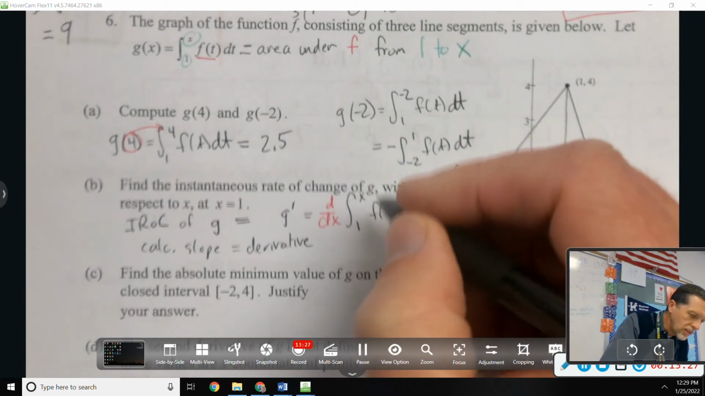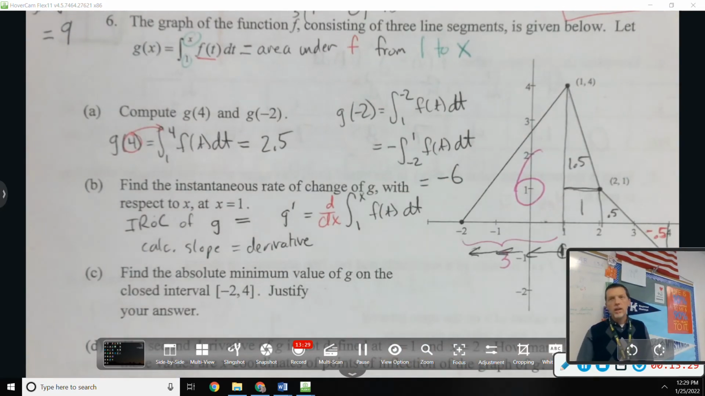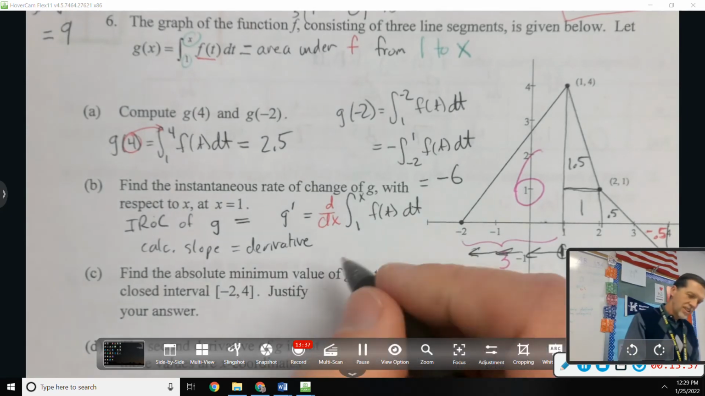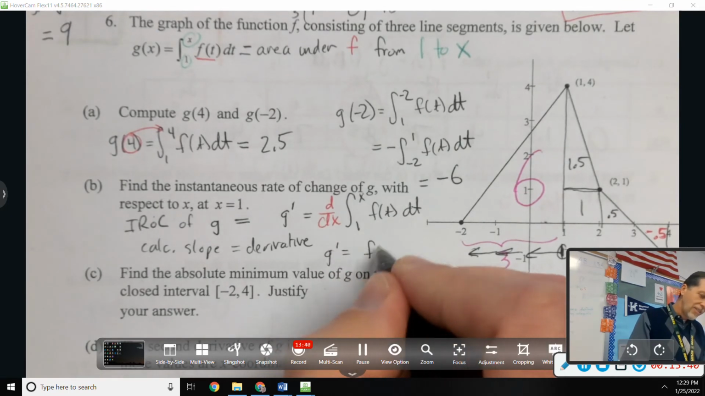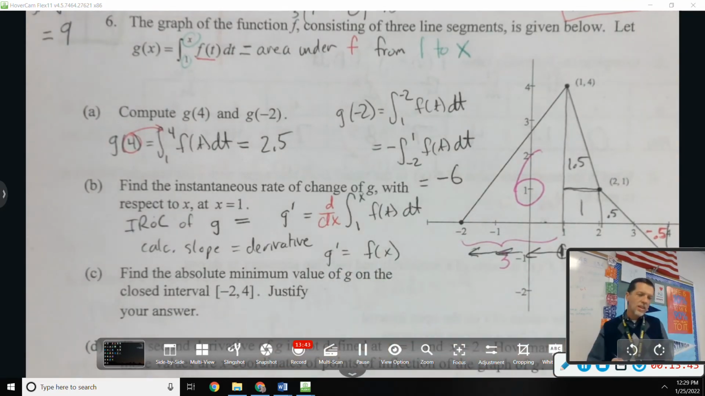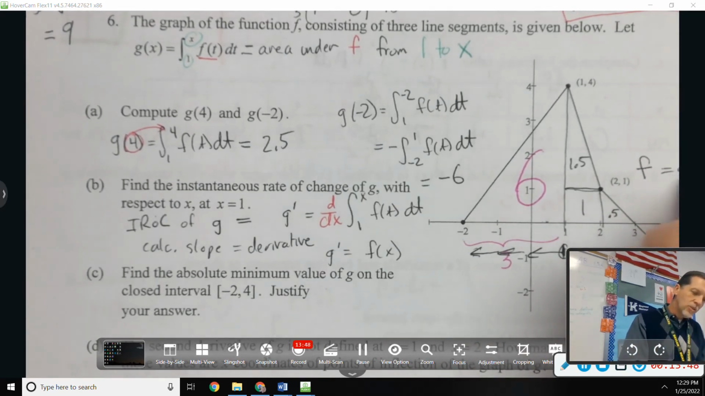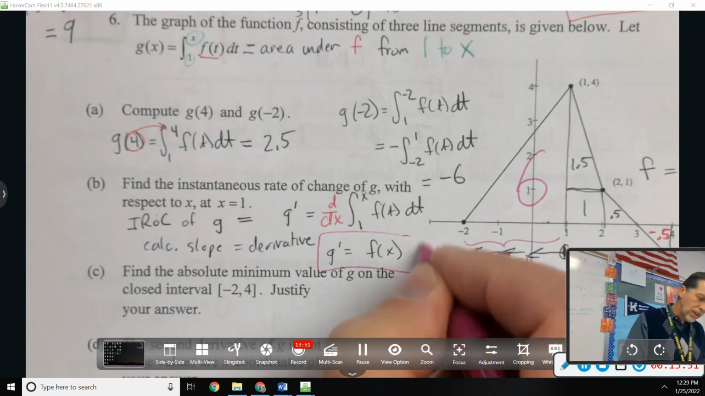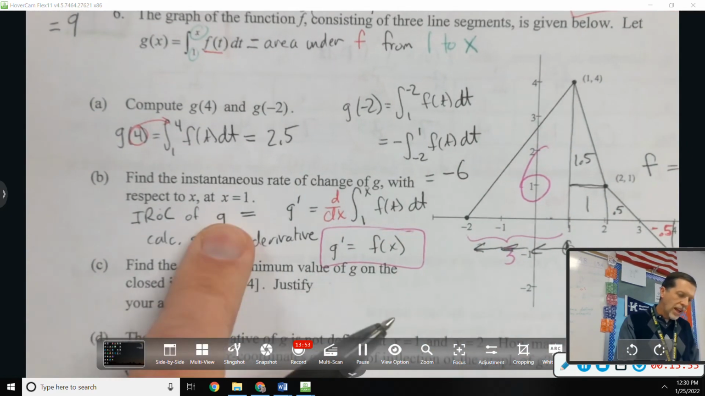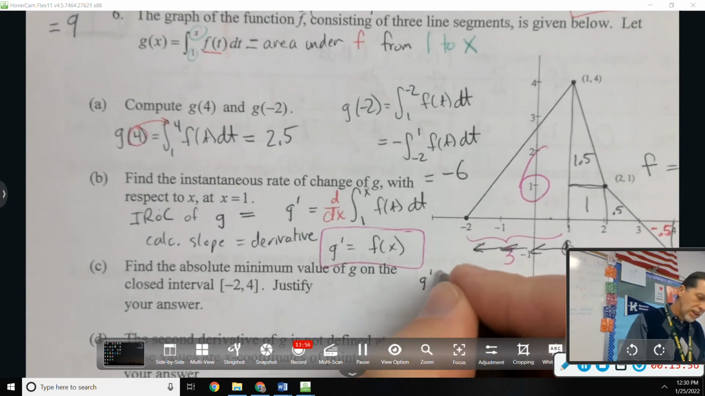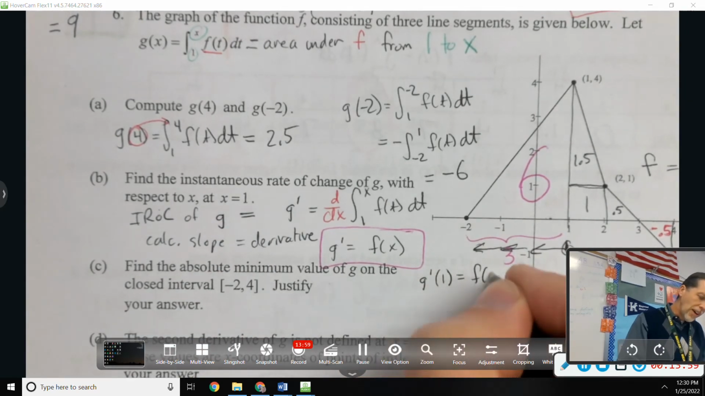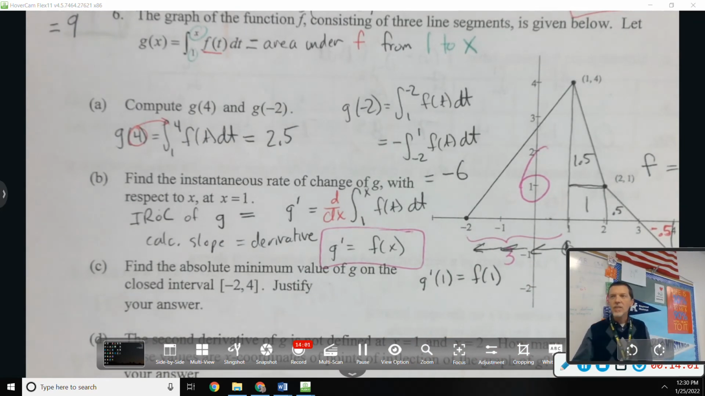Oh, whoops, that's right. Also, if it doesn't give you an equation, oh, never mind, it does. What's the derivative of the integral of f? It would just be f. So this graph is f, but f is also G prime. That seems important. Oh, it said at 1, so G prime at 1. That would be f at 1. Yes, those are the same thing.